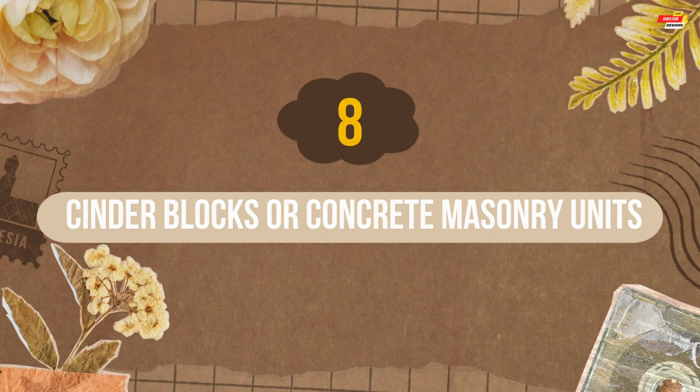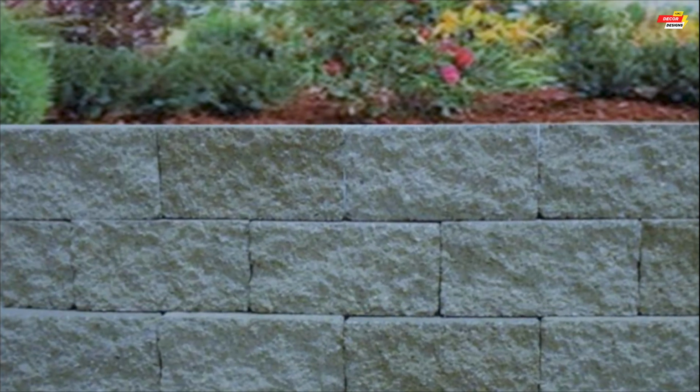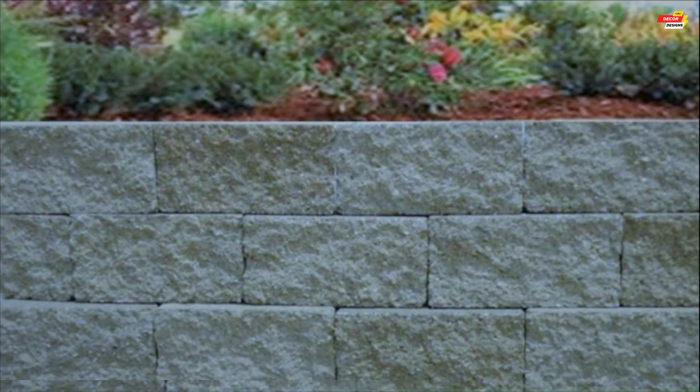Eighth, cinder blocks or concrete masonry units. While less aesthetically pleasing on their own, cinder blocks are a strong and cost-effective option that can be faced with other materials like stone veneer for a more finished look.